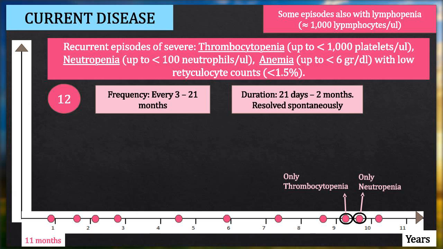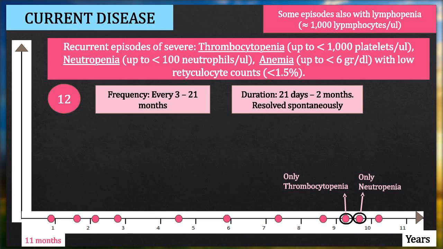Well, what's the current disease with this patient? She has recurrent episodes of severe thrombocytopenia, down to less than 1,000 platelets, neutropenia down to less than 100 neutrophils, and anemia down to less than 6 grams. This anemia was with low reticulocyte counts, less than 1.5%. In total, she's had 12 episodes. The frequency of these episodes is every 3 to 21 months.